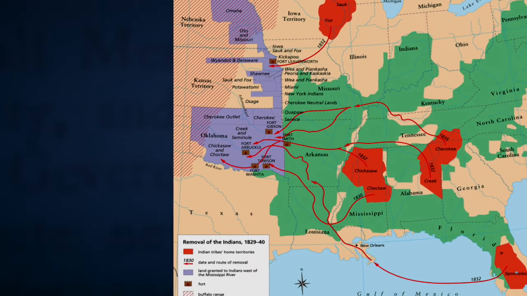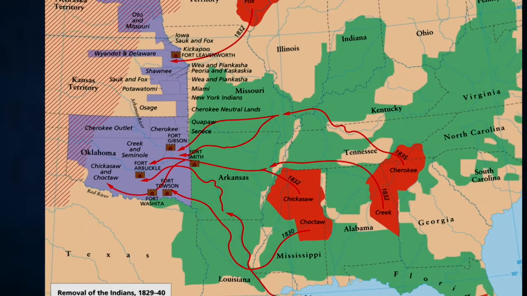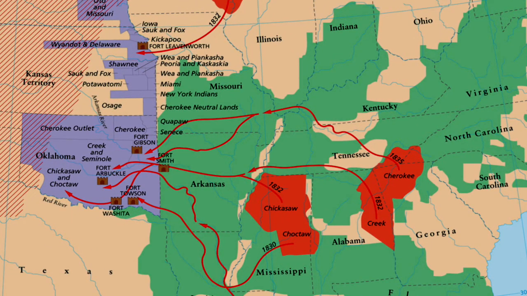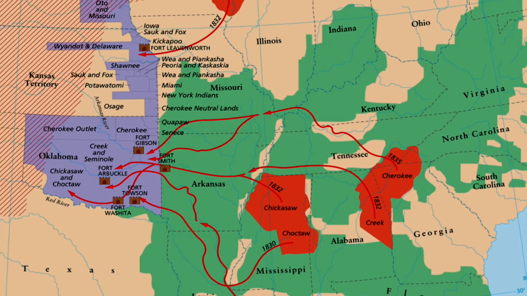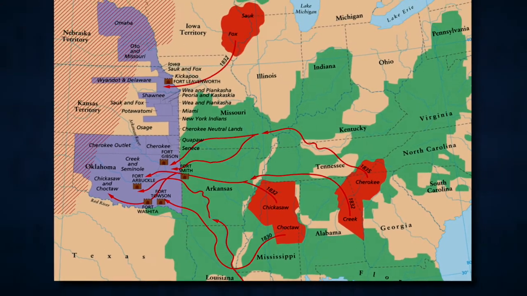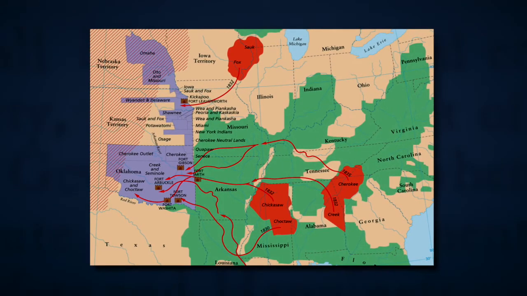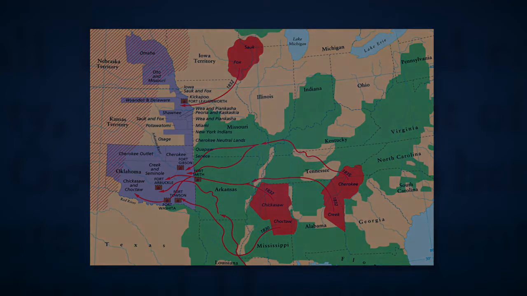Many of those tribes were removed to what was called Indian Territory, modern-day Oklahoma and parts of Kansas. The government removed other tribes to places like Wisconsin and Minnesota, or in cases like the Apache, were held as prisoners of war in Alabama and other places for years.